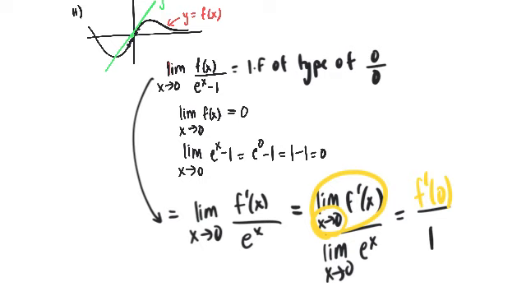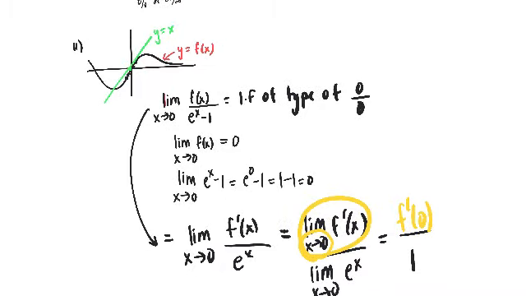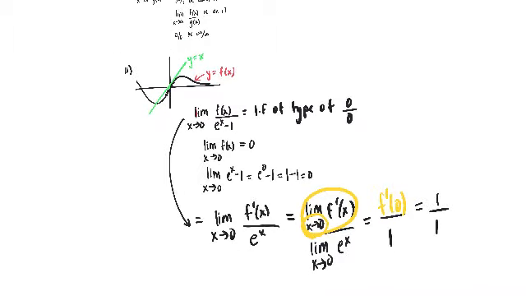F prime of 0 means the slope of the tangent line to f at x equals 0. The tangent line is drawn in green, right? And the slope of the tangent line is 1. So that means that f prime of 0 is also equal to 1. 1 divided by 1 is equal to 1 for our final answer.